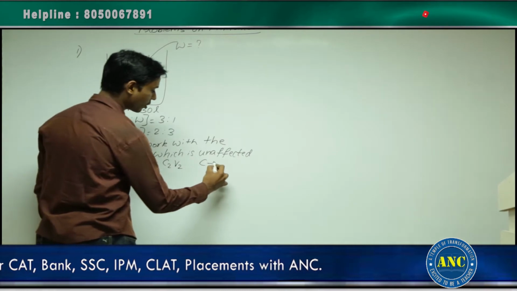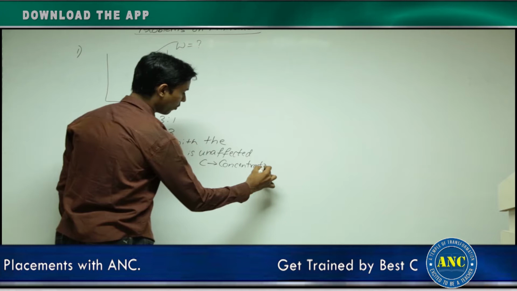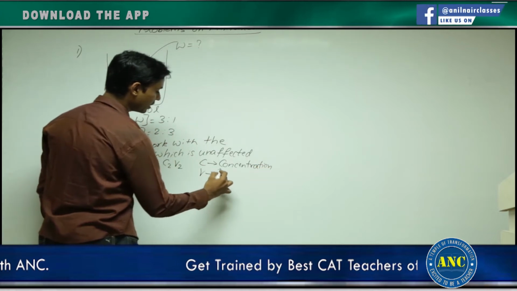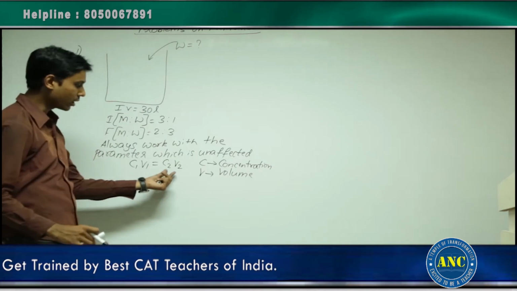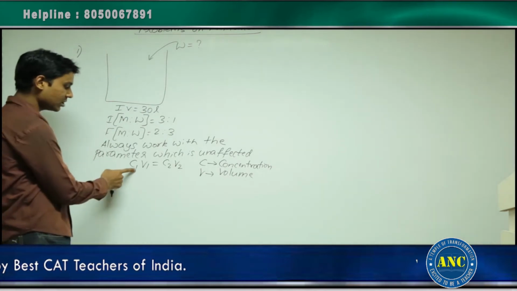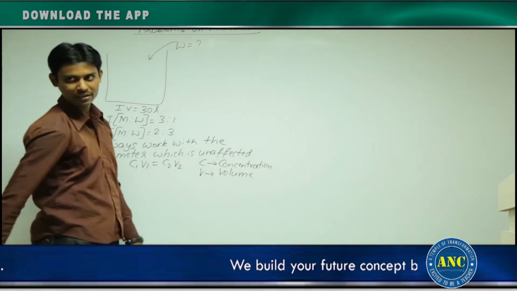C is nothing but the concentration. V is nothing but the volume. One represents initial, 2 represents final. This is initial concentration, final concentration. Initial volume, final volume.